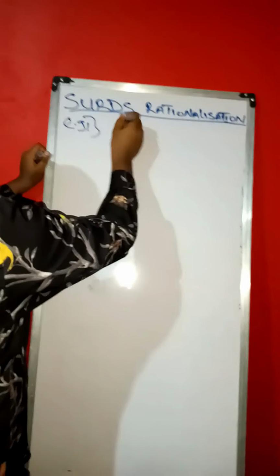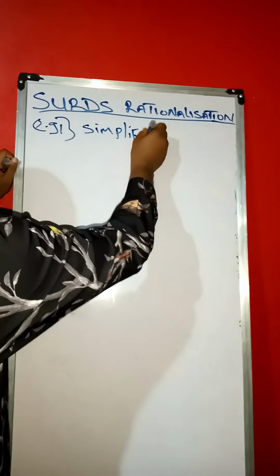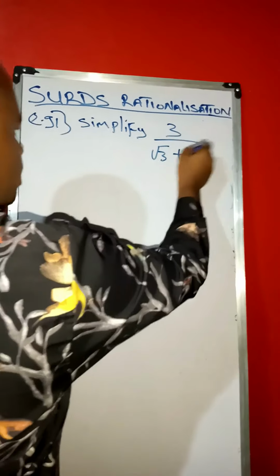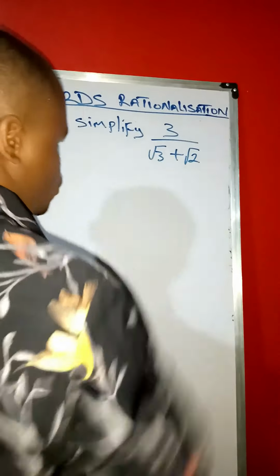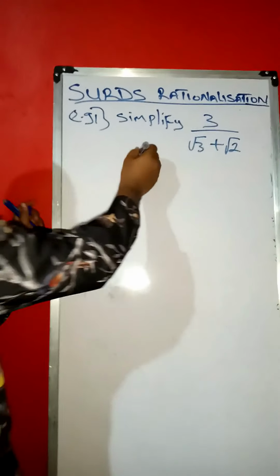Conjugate. Simplify 3 all over root 3 plus root 2. Now let's do this. Let's see what we'll arrive at. Solution.